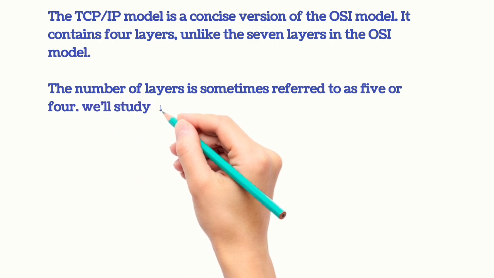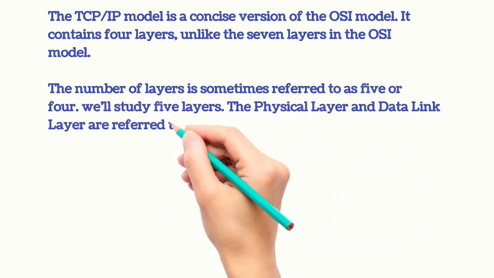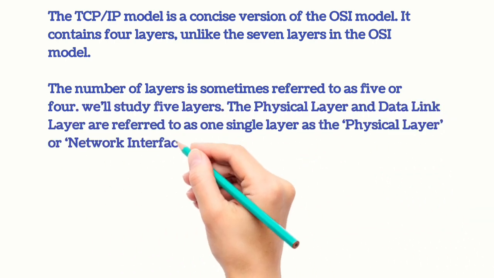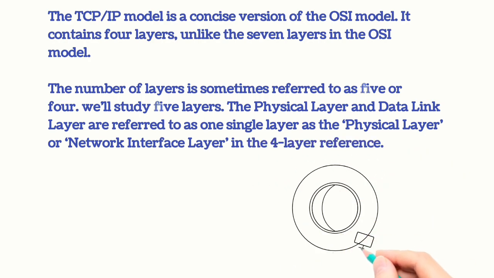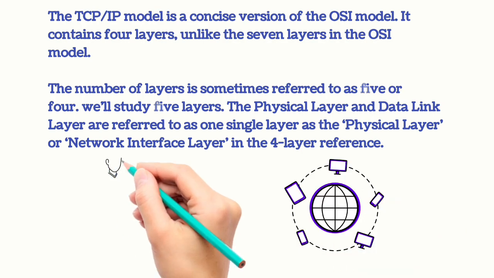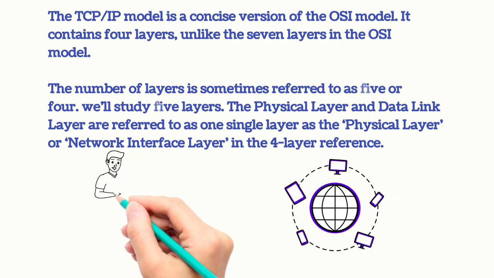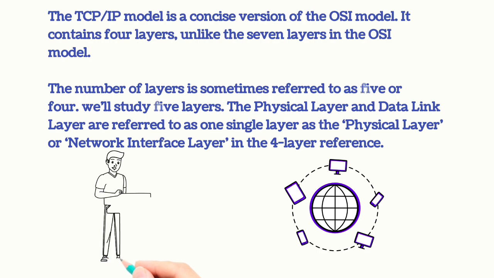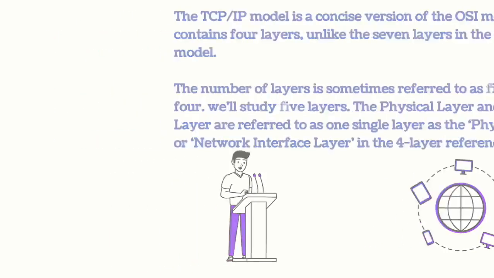The number of layers is sometimes referred to as 5 or 4. Here in this video, we'll study 5 layers. The physical layer and the data link layer are referred to as one single layer, called the network interface layer, in the 4-layer reference.